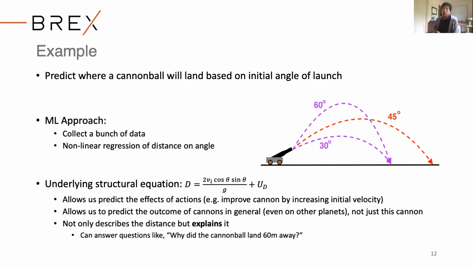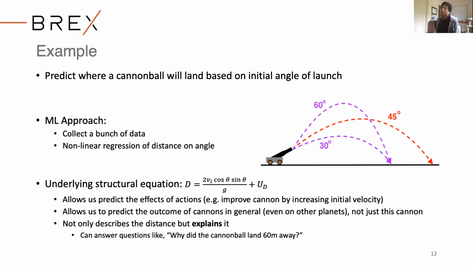And then I can also predict the outcome of cannons in general, even on other planets, not just this cannon. This is related to transfer learning, where I might apply that cannon in a different environment from where I actually gathered the data. In this case, I just have to change maybe the gravitational constant, and then I can get a good sense of how that cannon would perform on another planet.